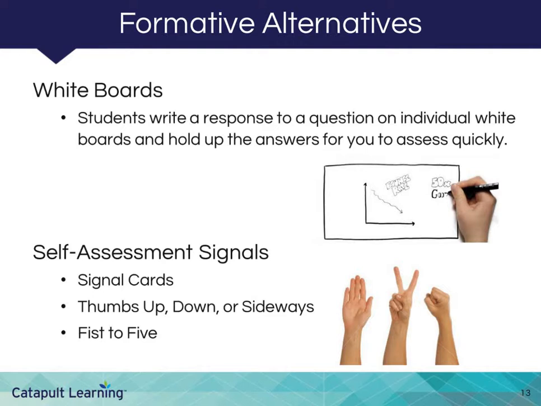Self-assessment signals are also an easy way to take the temperature of the whole group. Thumbs up, down, or sideways if you're unsure. Let the teacher know if students got it or still need more time to process. Likewise, signal cards or a fist to 5 give you a quick visual assessment of students' understanding and encourage them to reflect on their learning process. Your viewing guide contains many more examples that you'll be able to review and discuss in just a moment.